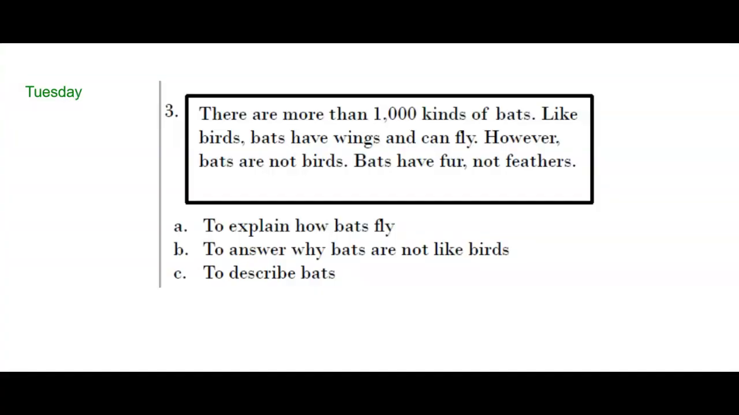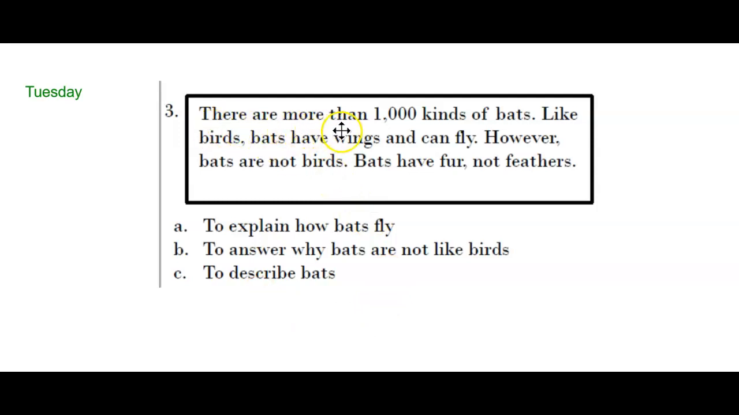Now, let's look at a passage for today. Remember, we read the answer choices to get us ready to read the passage so that we'll know what we're reading about and we'll know why we're reading. Answer choice A says to explain how bats fly. Answer choice B says to answer why bats are not like birds. And answer choice C says to describe bats. Now that we know our answer choices, can you help me read the passage for today?